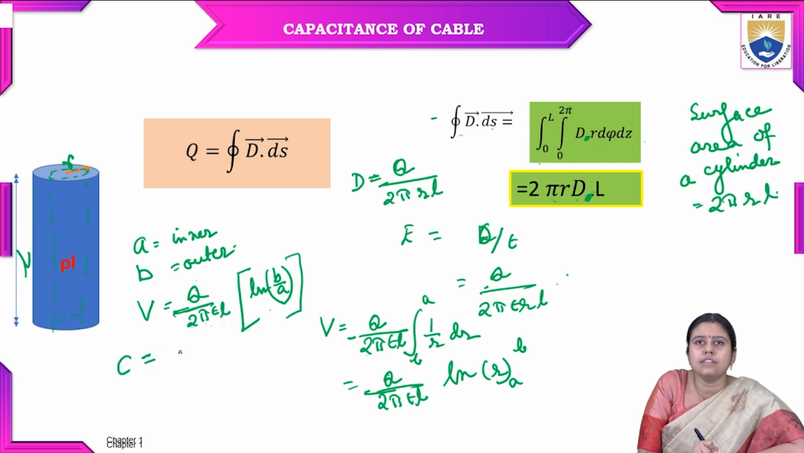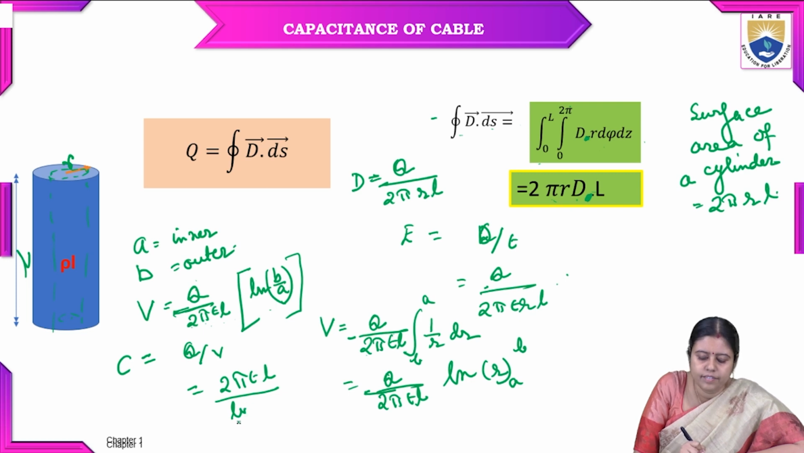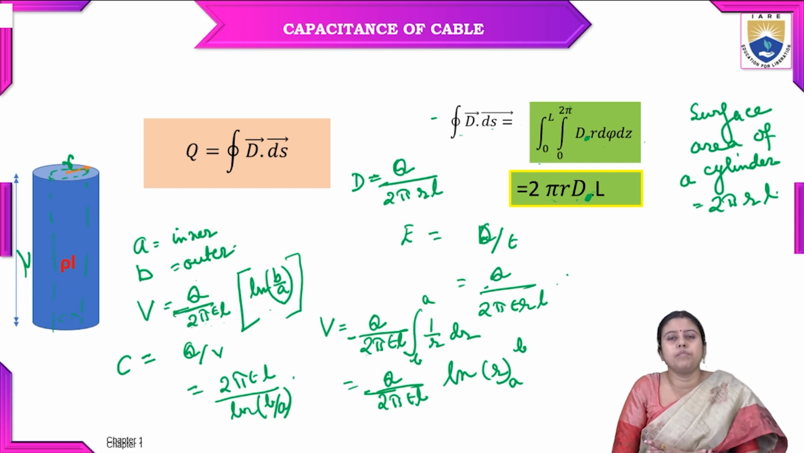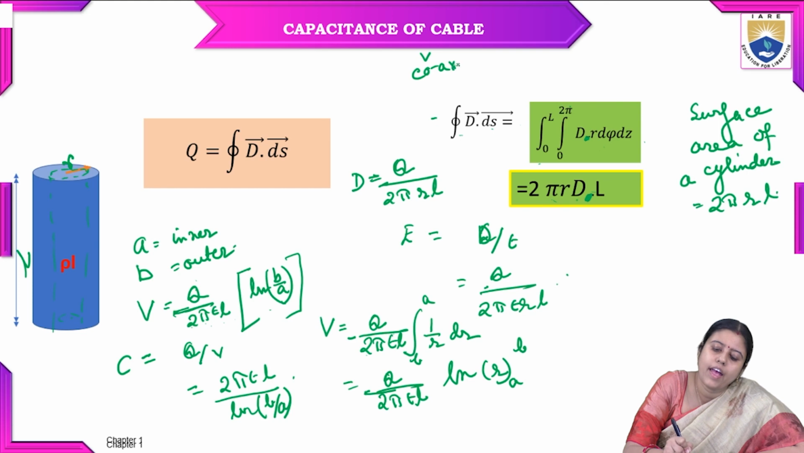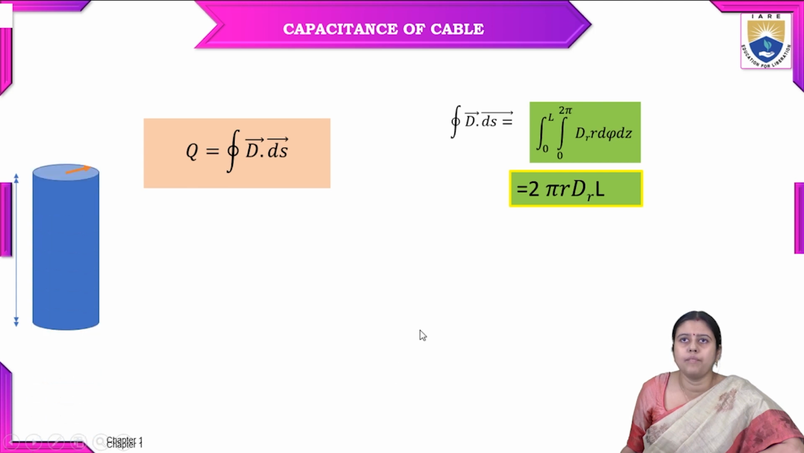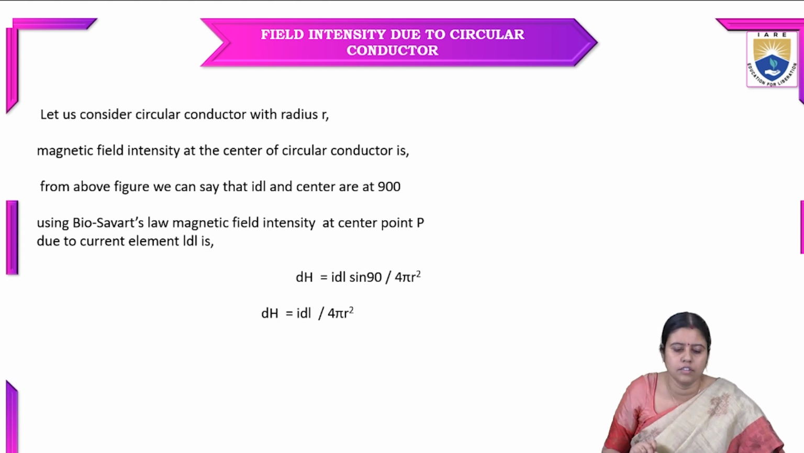So what is the capacitance? Again, capacitance is equal to Q by V. So we will get 2 pi epsilon into L divided by ln B by A. So this is the capacitance for a concentric cable, or we can say coaxial cable. Next, we will discuss the field intensity due to a circular conductor.